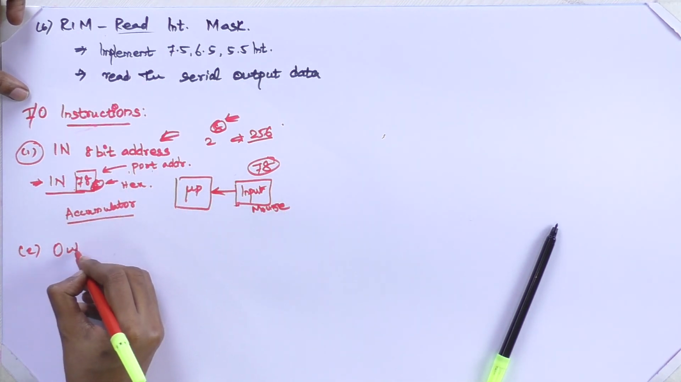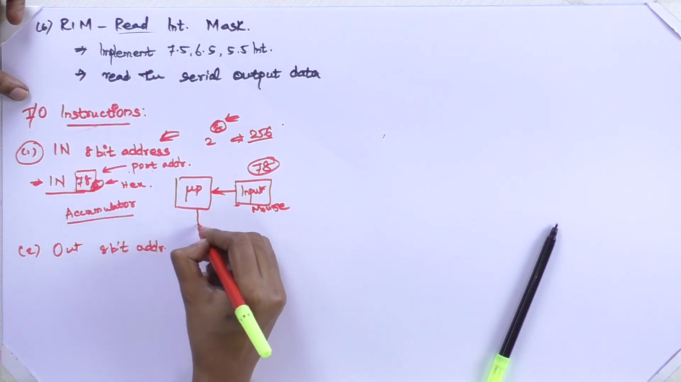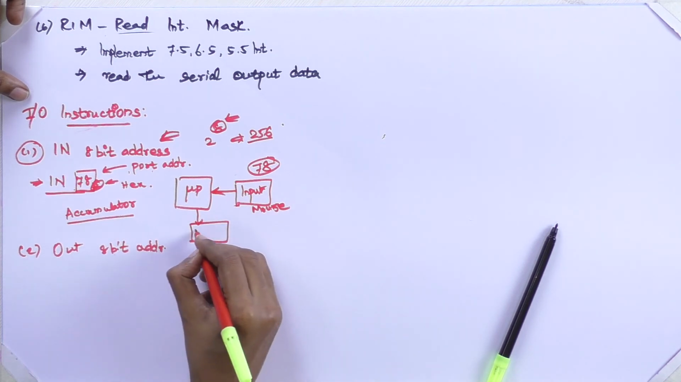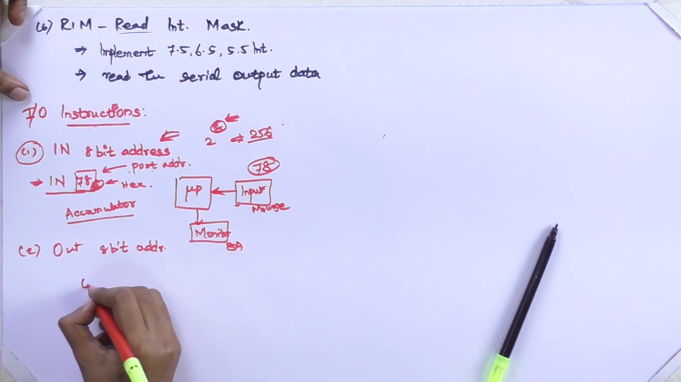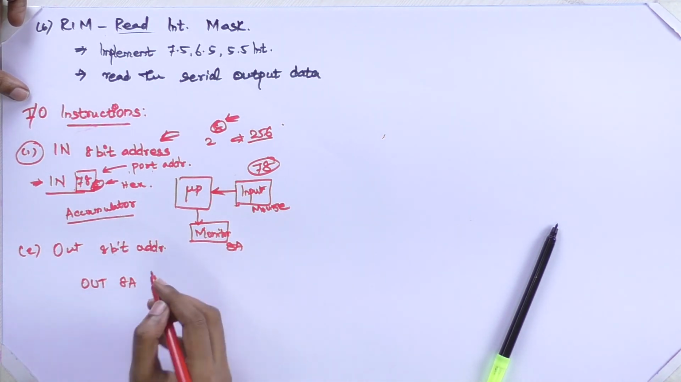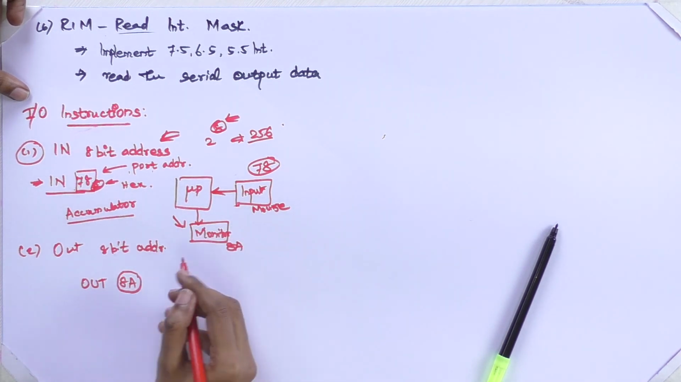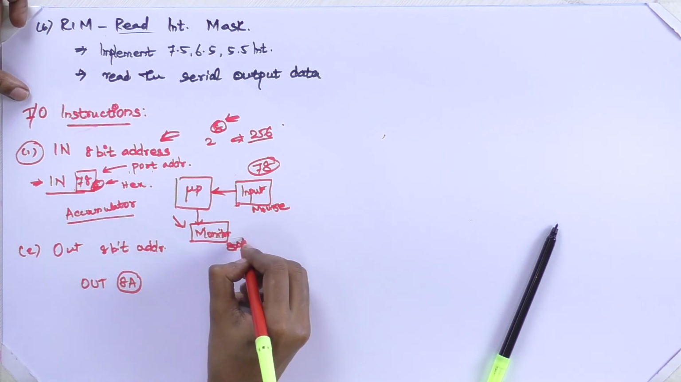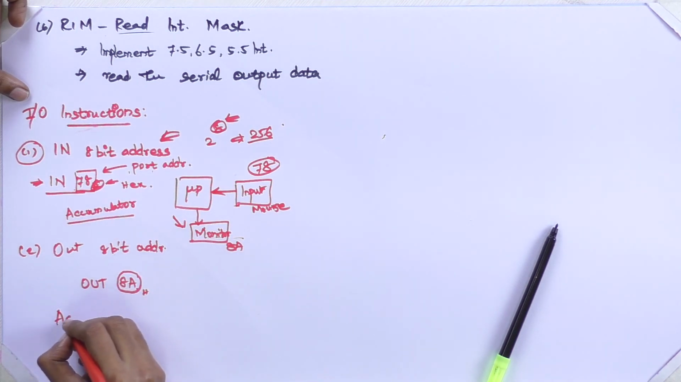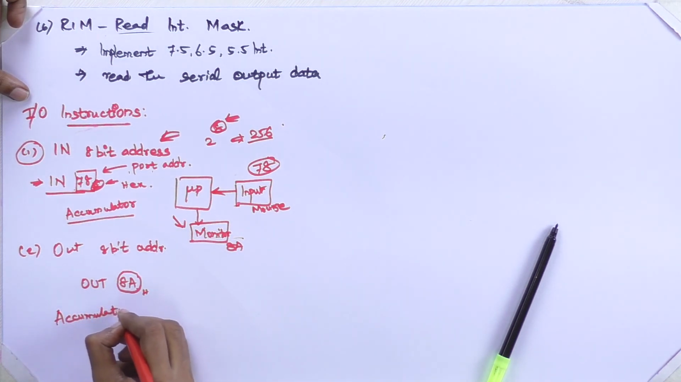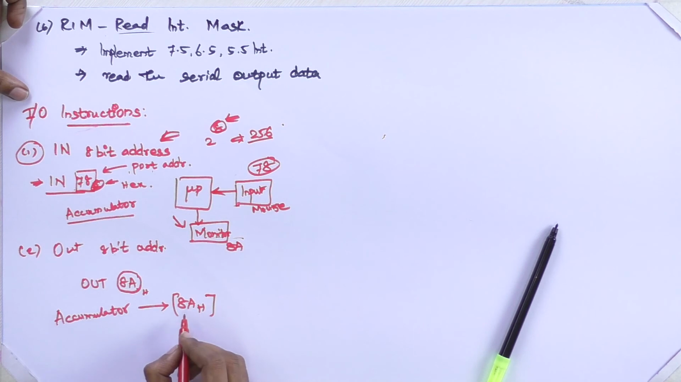So next, OUT. Again we will mention the same 8-bit address. With this processor, if you have a monitor for example, and this address is 8A, you have to mention it as OUT 8A, which means that you are giving a value to this monitor through the port 8A, because in the 8A port only your monitor is connected. If you want to give a value to this port, that value should be in the accumulator. The value in the accumulator is given to the port address.